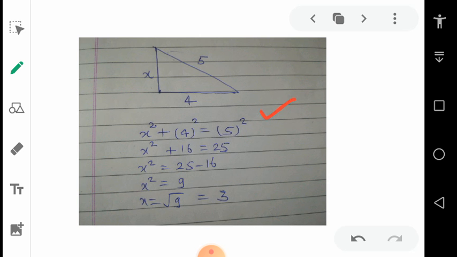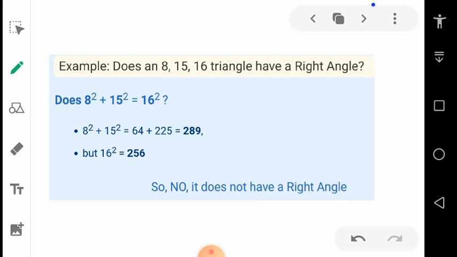Now this is x square plus 16 is 25. Finally, by transposing the terms, we have x square is 9 and x will be the square root of 9, that is 3. So we can say x is equal to 3. Alright. Now you can remember easily that 3, 4 and 5 are the sides of a right angle triangle. Okay.